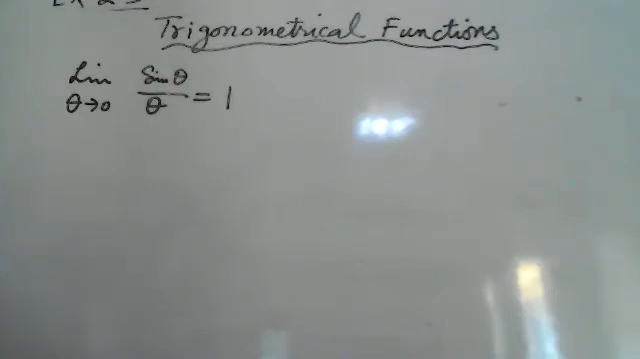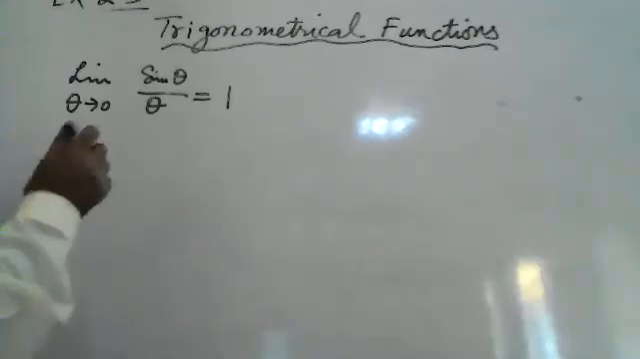This is the formula which will be used, and this theta is in radian. Remember, theta is in radian, not degree. When there is no sign of degree, it means the angle is in radian. So this formula will be used to solve the exercise. The same exercise we are doing, exercise 2.3, question number 21.